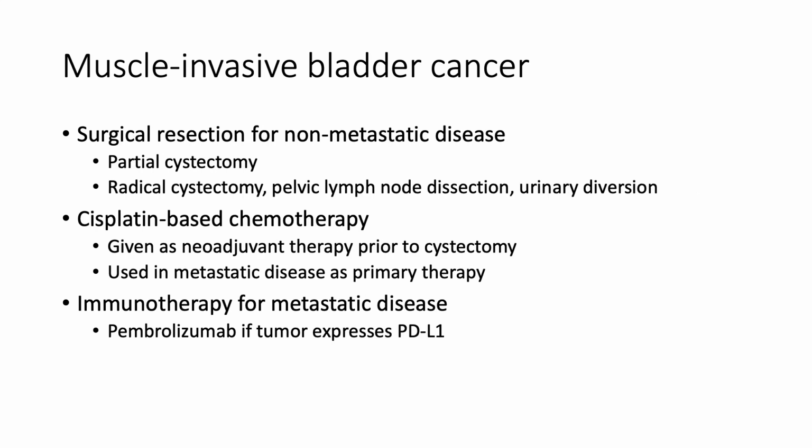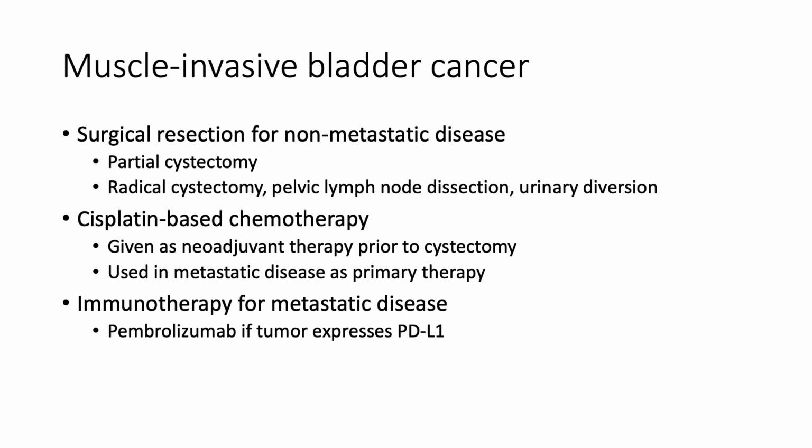If they have invasive bladder cancer, you're going to typically require surgical resection if they have non-metastatic disease. So that could be a partial cystectomy or a radical cystectomy with lymph node dissection and urinary diversion. All of these patients are going to require a cisplatin-based chemotherapy. So if they have non-metastatic disease, you're going to give a neoadjuvant cisplatin before cystectomy.